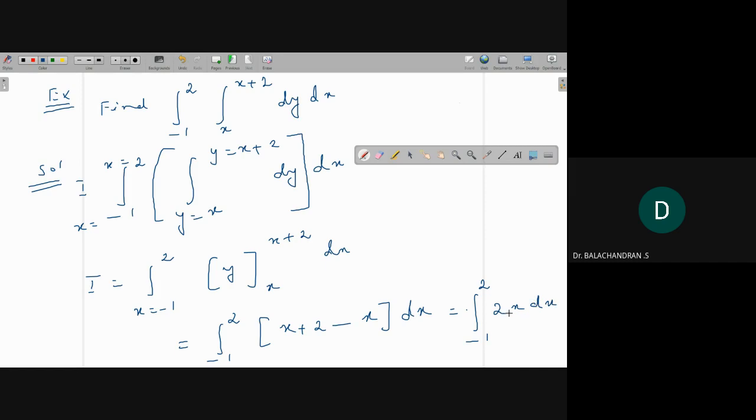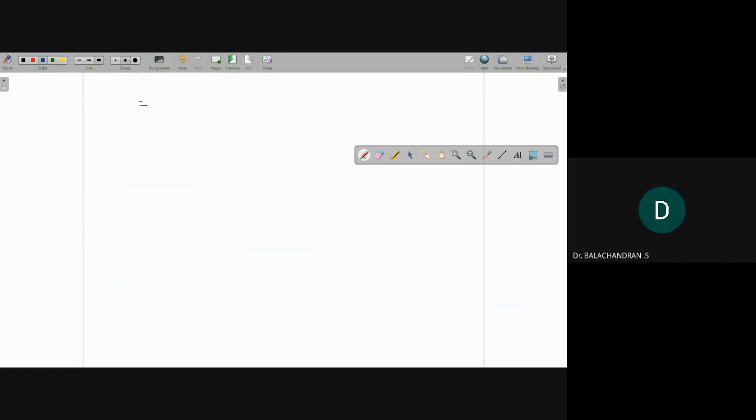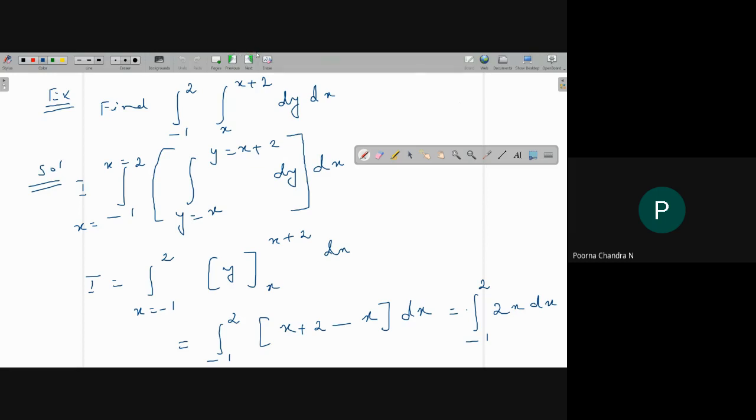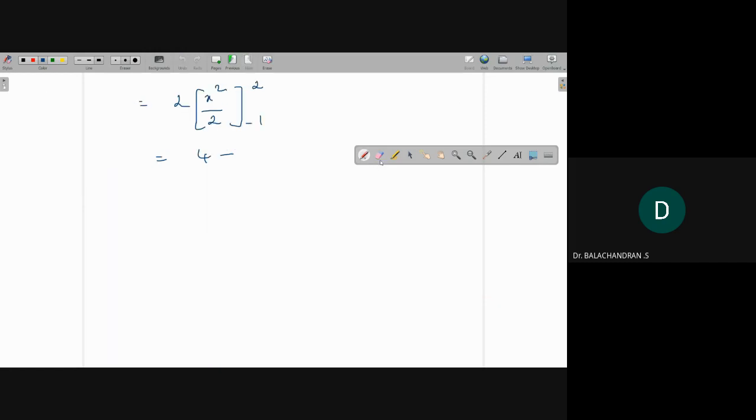If you integrate this one, you'll get 2 into x square by 2, with the limit from minus 1 to plus 2. Once you show the previous slide, sir. Sir, x cancels, sir, we will get 2 only, not 2x. Okay, thank you. Actually, yes, we will get only 2. So, 2 into dx.